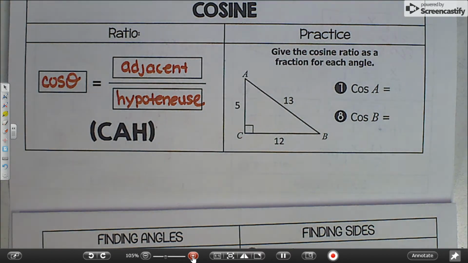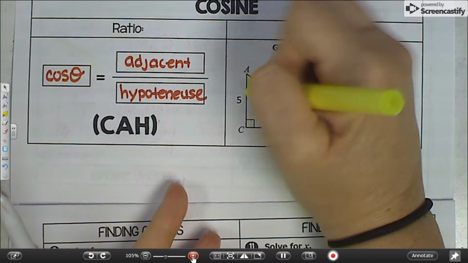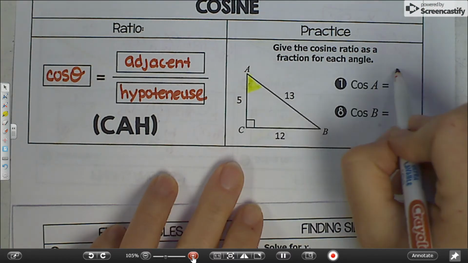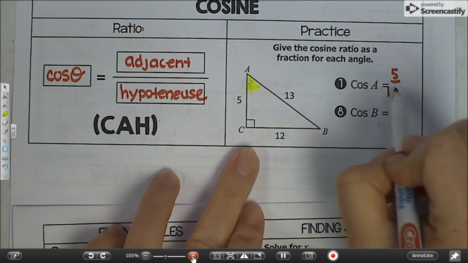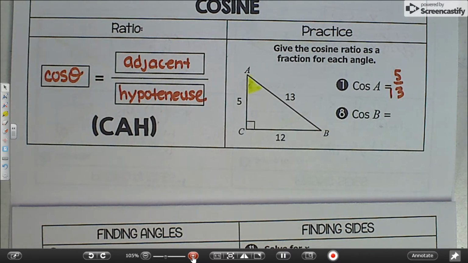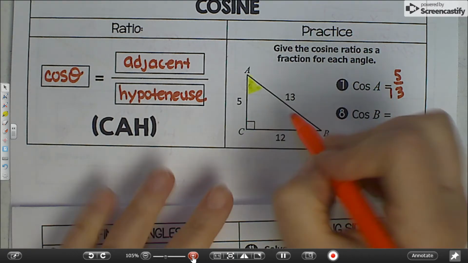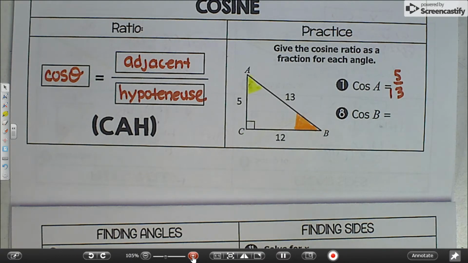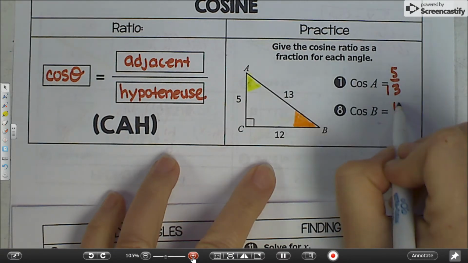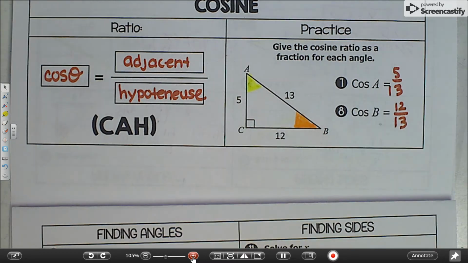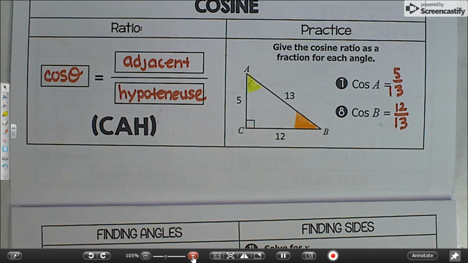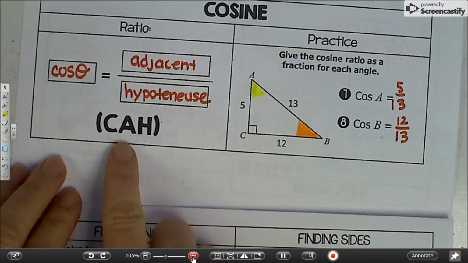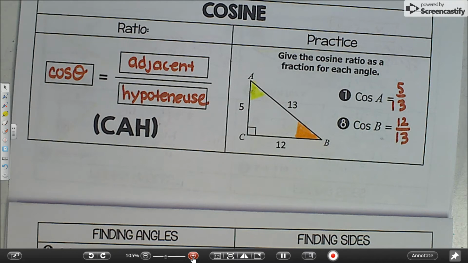All right, and if we look over here and we're talking about the cosine of angle A, we want adjacent 5 over the hypotenuse, 13. But if we stand over here in angle B, adjacent is now 12, and the hypotenuse is still 13. All right, so exactly the same deal as sine, just a different relationship, adjacent and hypotenuse this time instead of opposite and hypotenuse.